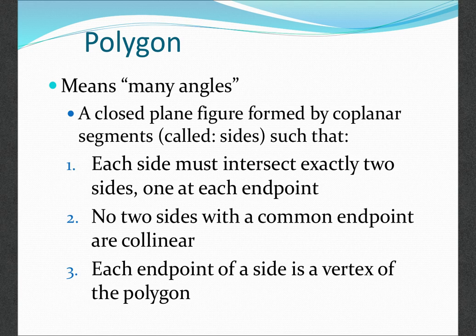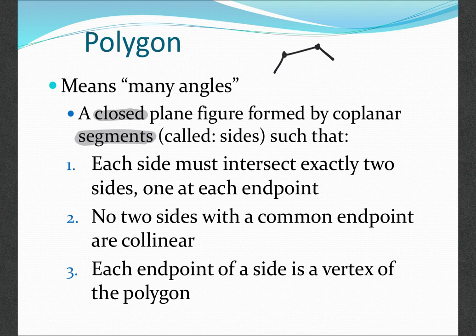The definition of poly means many, and so a polygon is many angles. It is a closed plane figure formed by coplanar segments. Segments here is important because the sides have to be straight lines or segments, obviously, that have endpoints. And it's closed, which means there can be no open gaps. Each side must intersect exactly two sides, so no more, no less, and one at each endpoint. So each side, if this is a side, has to connect to two more, one at each endpoint.